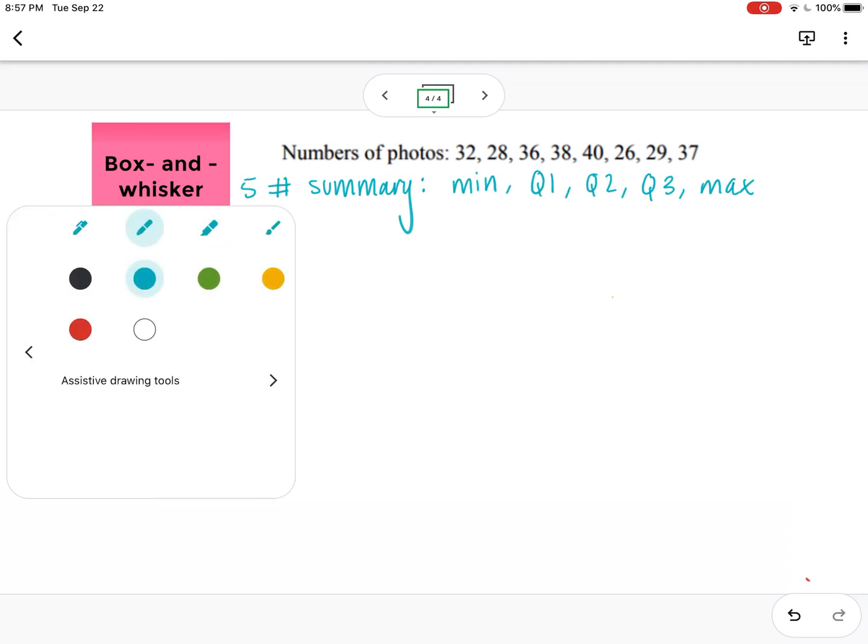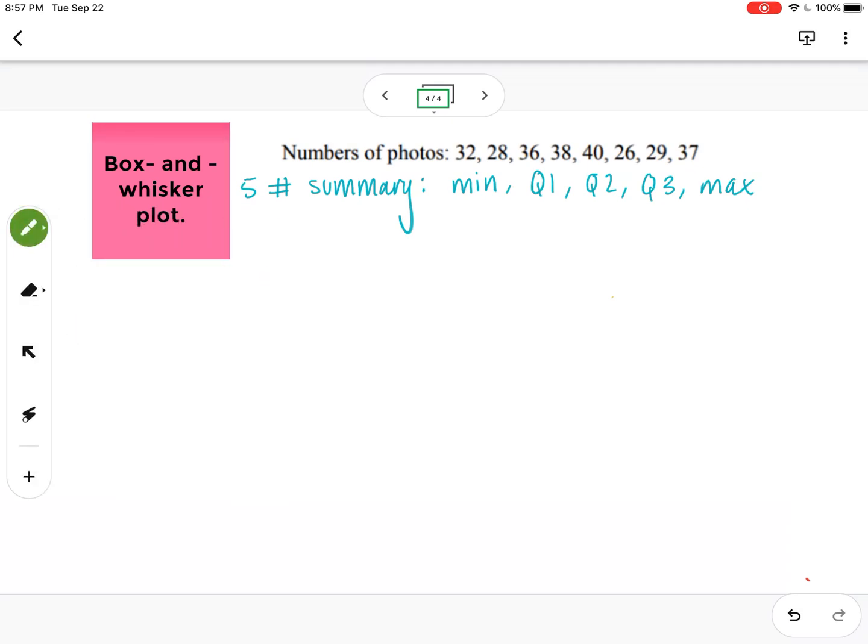So the first thing we should do, because finding quartiles involves finding the median of data multiple times, we're definitely going to need to put it in order. That's going to be our first step. So let's go ahead and order this data. Looks like 26 is going to be the smallest, then 28, then 29, 32, 36, 37, 38, and 40.